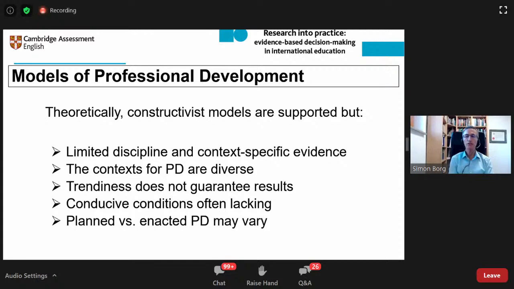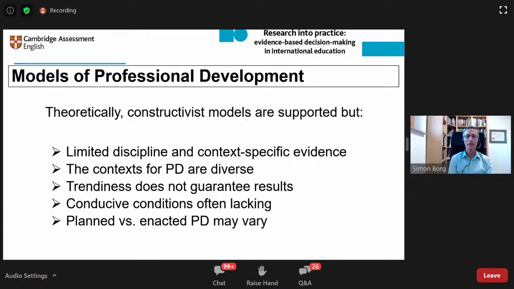A program I worked on recently, for example, emphasized in the plan the role of action research in the professional development of teachers. And again, that's in line with constructivist thinking. However, when I evaluated what was happening in practice with the teachers in their schools, there was actually very little evidence that action research was being carried out. So again, we need to be very careful about running with constructivist models unless we can be sure that the conditions to support them exist.